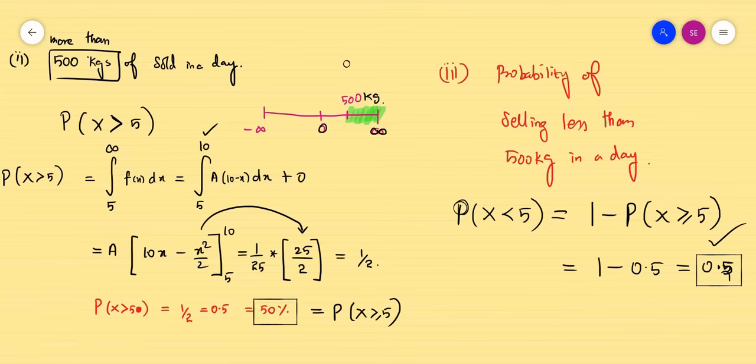Okay. So in your exam, suppose you are getting this value, probability of selling cakes more than 500 kg is 70%, then less than 500 kg is 30%. You can use this formula and directly take the answer. Is it clear?